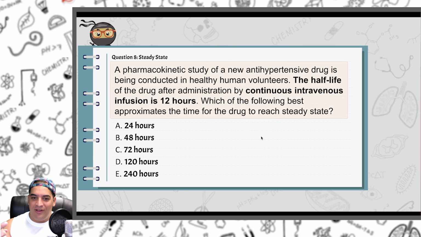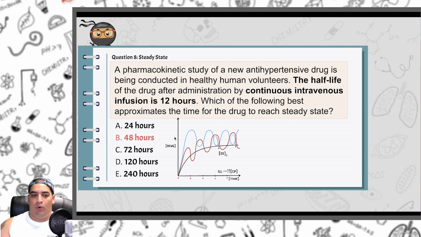Do you guys remember? We said it takes about 4 to 5 half-lives for a drug to reach steady state concentration. If the half-life for the infusion is 12 hours, about 4 half-lives will get me close to the steady state, 4 to 5. So what's 12 times 4? It's about 48. It might be just a little bit greater than 48 hours, but at least 48 hours is going to be the minimum that I need. So look here, 48 hours would definitely be our answer, because we know 4 to 5 half-lives would help us reach steady state concentration if we're giving it via continuous infusion. So I would expect this to be 48 hours.